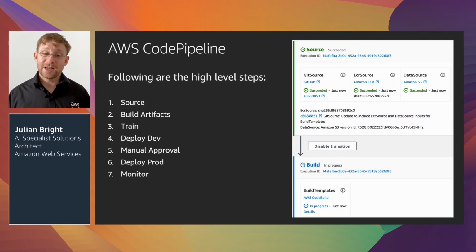So we're going to use the AWS development tools, in particular CodePipeline, as the orchestration layer for this process. So we've got a number of high-level steps in this pipeline. As you'll see, the source step, which ingests Git source, the custom container, as well as the data source, builds those artifacts, kicks off a training job. The deployment step has an approval gate before we push that into production, and then we monitor those outputs.